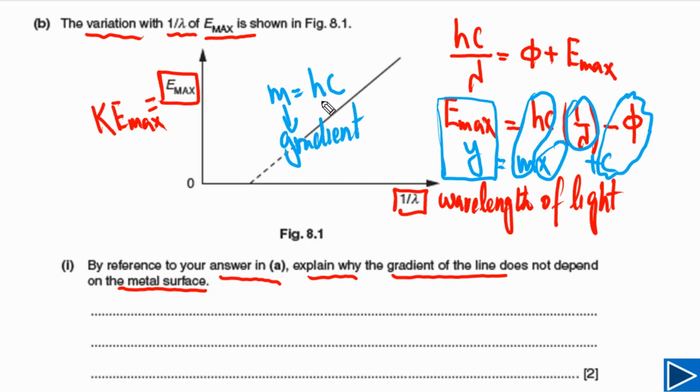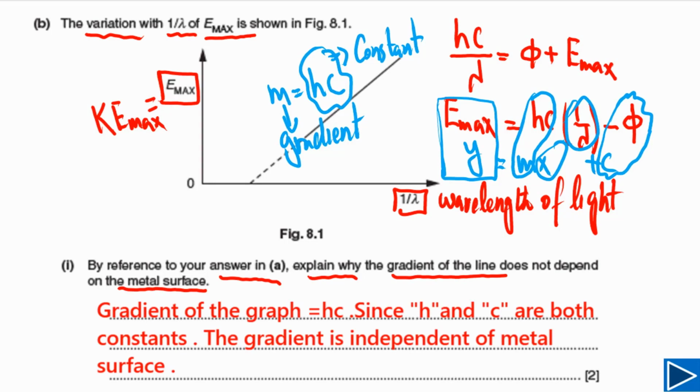So if we look at this, we have gradient equal to hc. h is a constant, c is a constant, so these two are constant. The gradient depends on these two constants. That's the reason the gradient is constant for different metals. Now let's write down the answer. This is how we can write our final answer. We write that the gradient of the graph is equal to hc. h and c are constant, so that's the reason the gradient is independent of the metal surface.